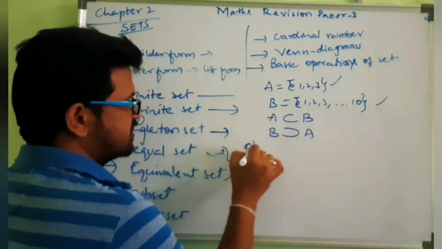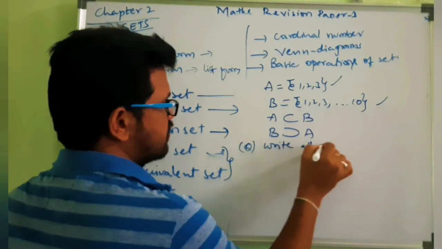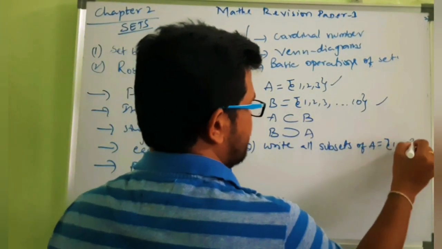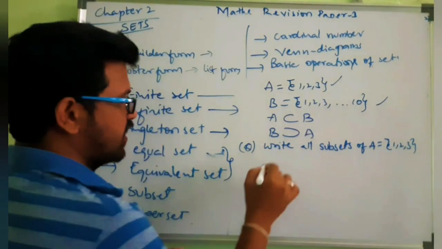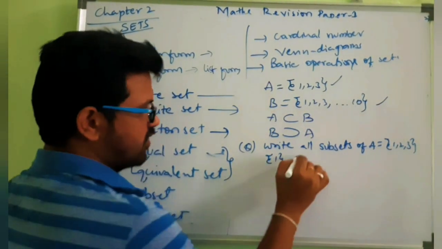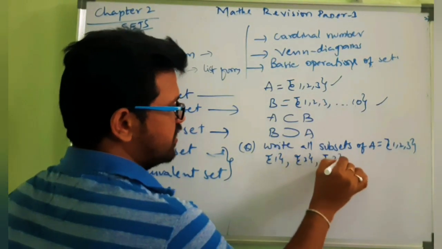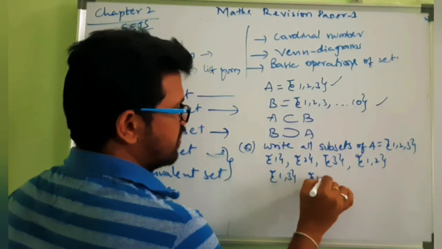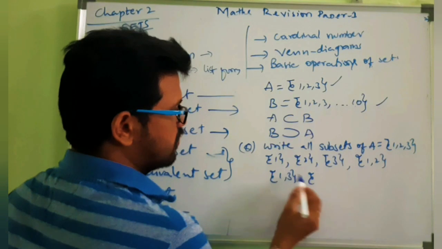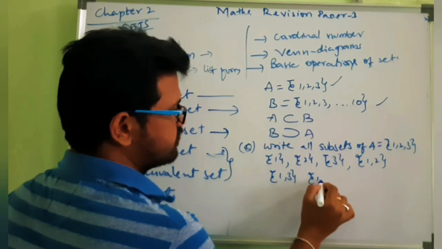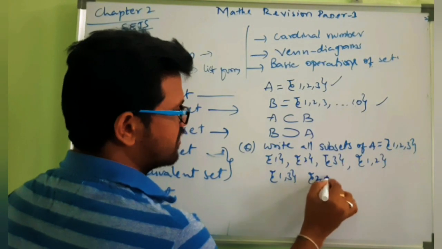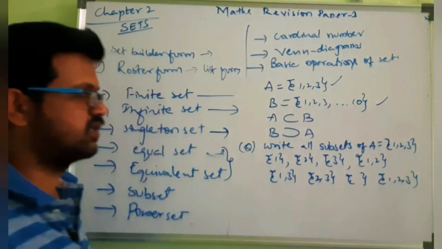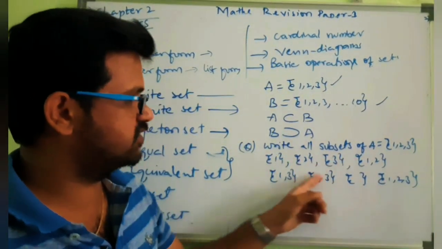If they ask a question like this, write all subsets of set A, that is 1, 2, 3. How to write all the subsets? You have to write set 1, 2, 3, 1 comma 2, 1 comma 3, 2 comma 3, and next one is the empty set, another one is the given set. These are all the subsets. Total how many subsets are there? 1, 2, 3, 4, 5, 6, 7, 8.